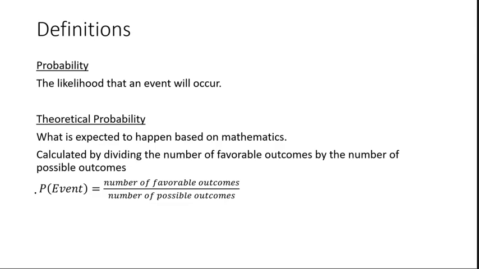Notice the notation right here. We use the letter P for probability, and then parentheses, and whatever's in the parentheses is what we want to find the probability of. So if you're flipping a coin, for example, and you want to find the probability of heads, you can write it like this: probability of heads would equal something. Now let's take a look at a few examples of finding the probability of different events.